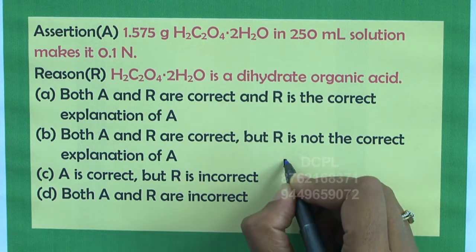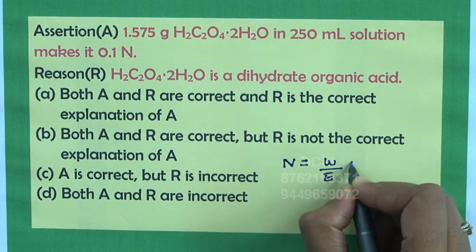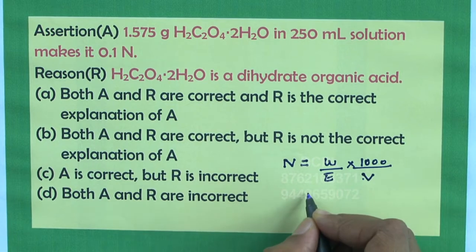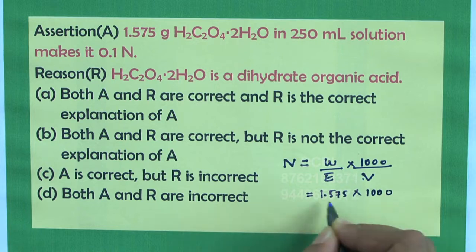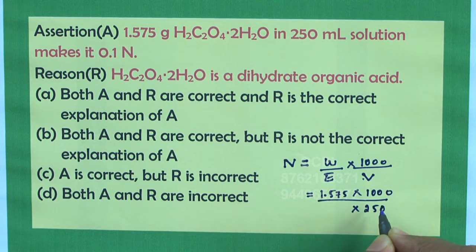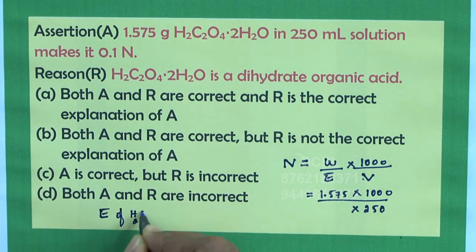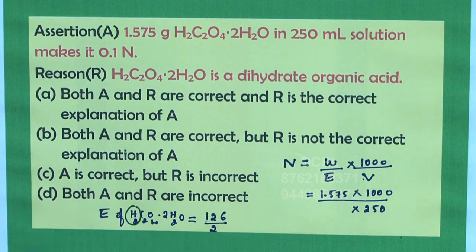And we all know that normality is given as weight by equivalent weight into 1000 divided by volume of the solution. The weight is already given, 1.575 gram into 1000, and the volume is also given, which is 250 ml, and the equivalent weight can be calculated as its molecular mass, which is nothing but 126, divided by 2, because it has 2 replaceable hydrogen ions, and hence the value is 63.